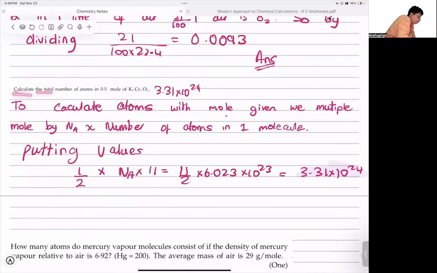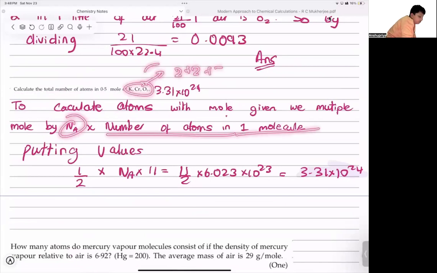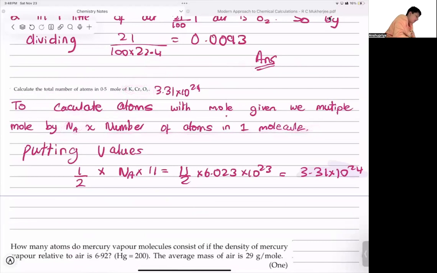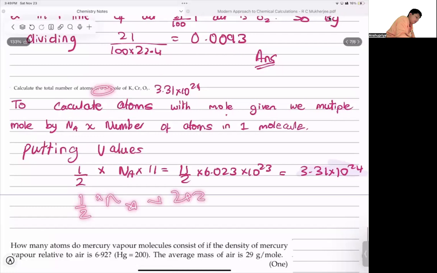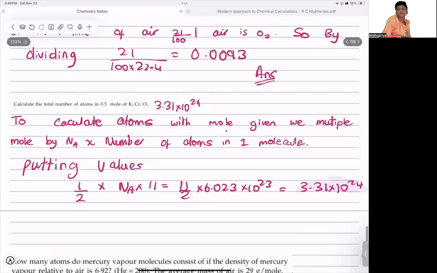Next question. Calculate the total number of atoms in 0.5 mole of K2Cr2O7. So to calculate atoms, we need to first find them with the mole given. We multiply the number of moles with Na into the number of atoms in one molecule. The number of atoms in one molecule is what here? 2 plus 2 plus 7, which is 11. So it will become 0.5 into Na into 11. The answer will come 3.31 into 10 to the power 24.